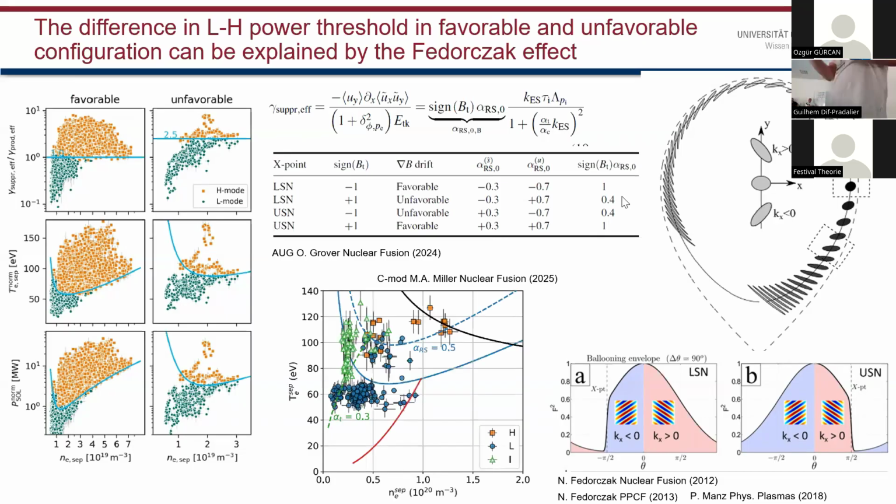In a nicer plot, this is done now by Alcator C-Mod. So you introduce then this prefactor here. And then you can see how the L-to-H power threshold goes up. And then we could take this effect into account. So this is a little bit fitted.